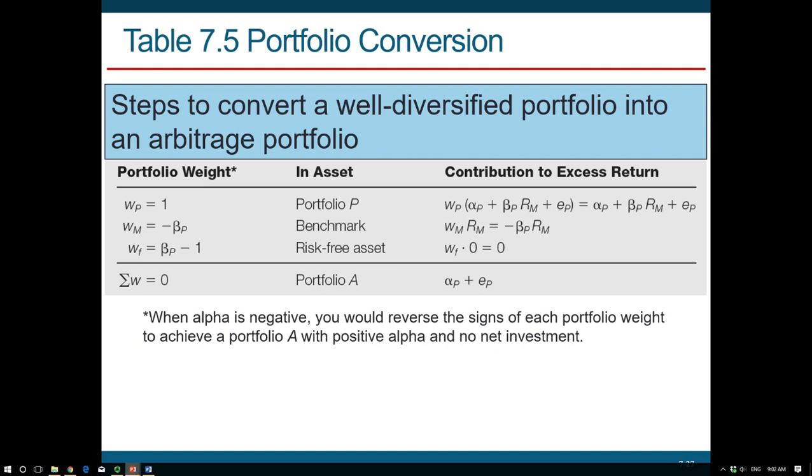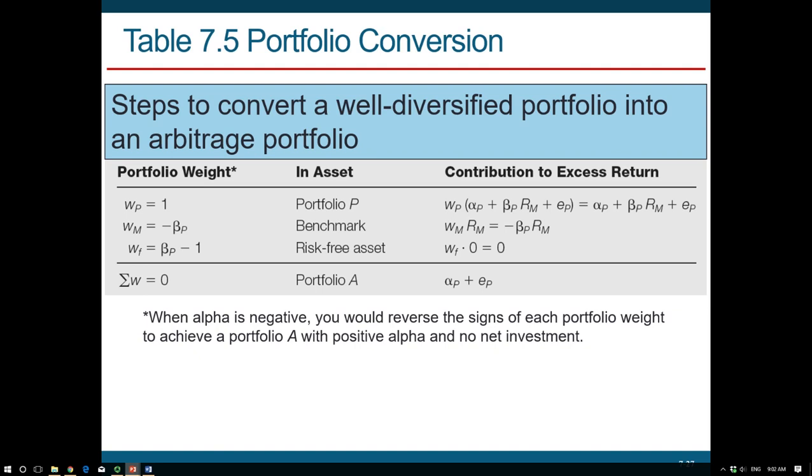Right? Let's say investors are holding a portfolio, and this portfolio has several securities, and it's a well-diversified portfolio. For a well-diversified portfolio, what can you say? First of all, the firm-specific risk should be diversified away. And in terms of single index market regression, the error term, EP here, should be equal to zero.